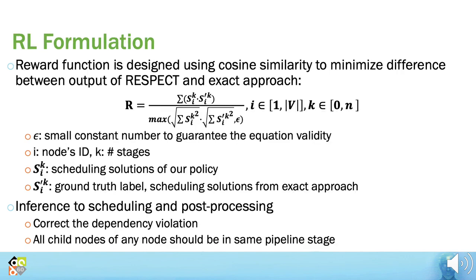In our approach, we employ the cosine similarity as a reward function for our RL agent. It measures the similarity between our model's output and the ground truth label. As shown in this equation, a small constant number is added to ensure the validity of the equation during training. After the inference process, we perform some post-inference adjustment to match the hardware domain knowledge. Specifically, we correct the dependence violation between every stage.